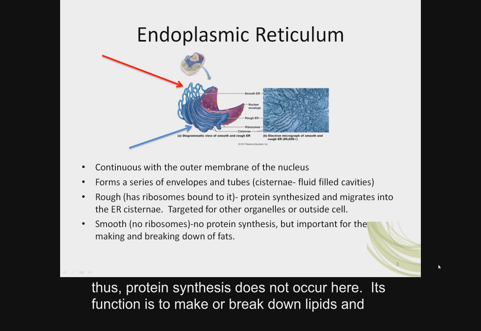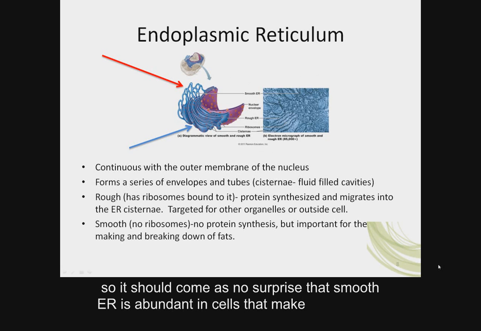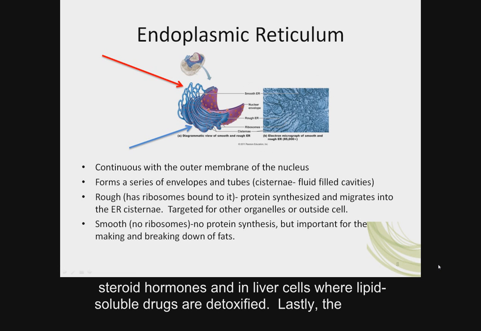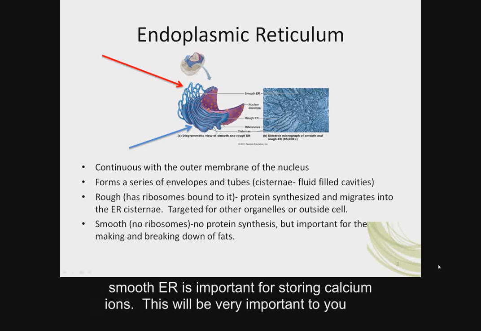Its function is to make or break down lipids, and so it should come as no surprise that smooth ER is abundant in cells that make steroid hormones and in liver cells where lipid-soluble drugs are detoxified. Lastly, the smooth ER is important for storing calcium ions.